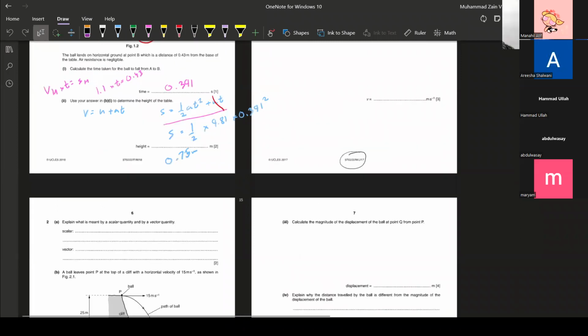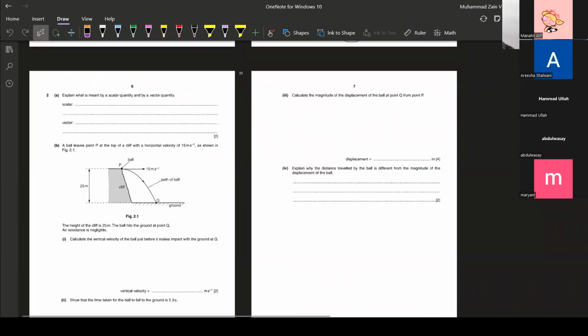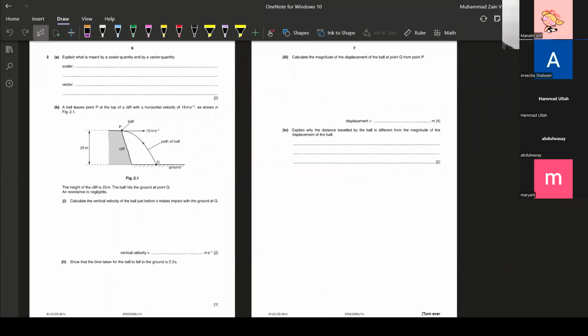In this part, if you could read the statement, they're asking me the vertical velocity of the ball just before it makes impact with the ground at Q. So the vertical velocity just before it makes impact. Now I also know this height, which is S. So I'll mark this out S. Then I know the initial velocity, which is 0, the initial vertical velocity, which is 0.